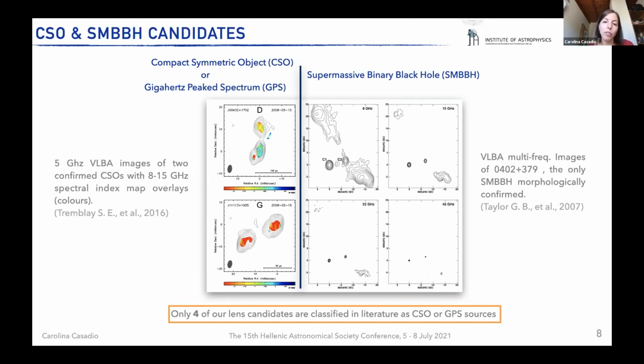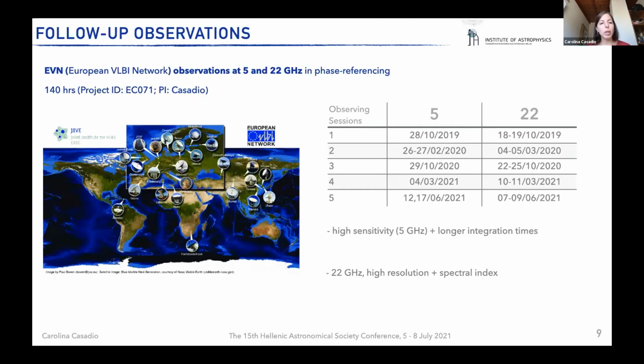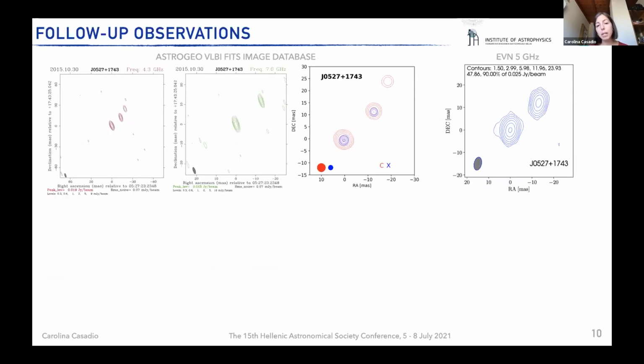So we checked the literature and found that of the 40 MIlli-Lens candidates, only 4 were classified as either CSO or GPS sources, having multiple compact components. The remaining 36 sources are unclassified in the literature. Then we proceeded to ask for, and obtained, time with the European VLBI Network for follow-up observations of these 40 MIlli-Lens candidates, to observe them at 5 and 22 gigahertz for a total of 140 hours split in 5 sessions. Since the calibration and analysis of this data is still ongoing, I will just show you some preliminary results on a couple of sources.